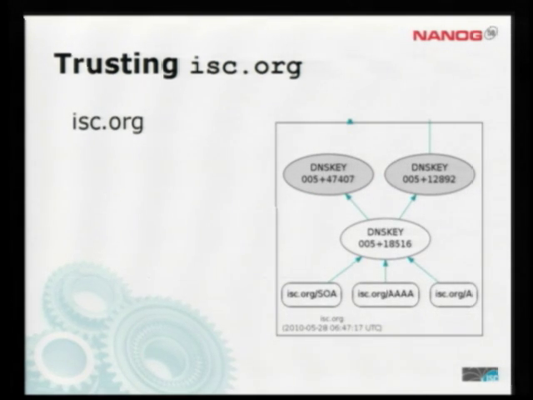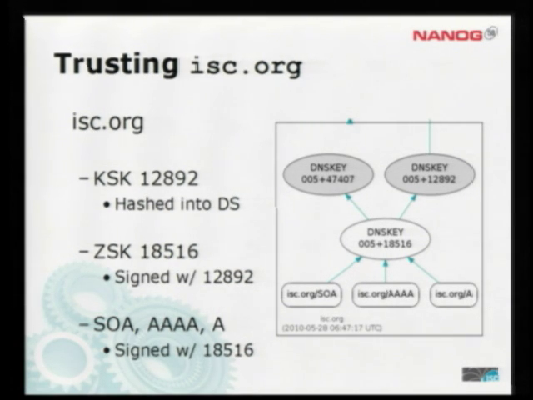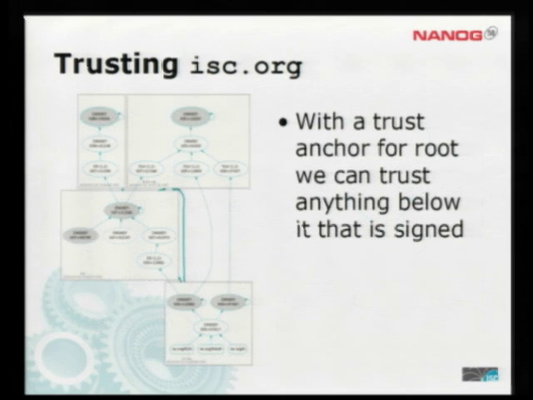So now within isc.org, we find that we have two key signing keys, one of which matches the DS records in the parent. That key was used to sign 18516, which is the zone signing key for this zone. And then within this zone, we have SOA records, Quad A records, and A records that are signed using the zone signing key. So we know that all of this is good. We know that those records are signed. We now see that chain of trust. As long as you have trust in the DNS key of the root over there on the left, 19036, then you can follow the tree down and actually prove validity of the DNS resource records within isc.org.